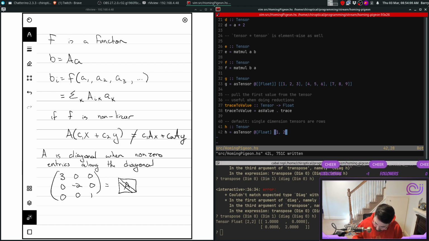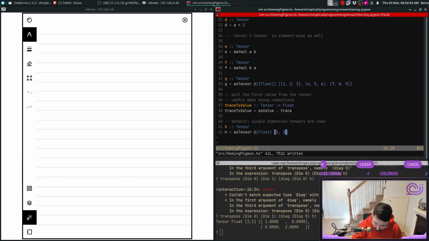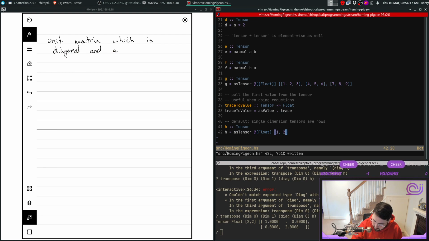So that's a diagonal matrix. There's also a unit matrix, which is diagonal, and all values are 1. So we might say 1 sub 3 is a unit matrix. You could also see that written like this, with 1, 1, 1 along the diagonal. That's a unit matrix.